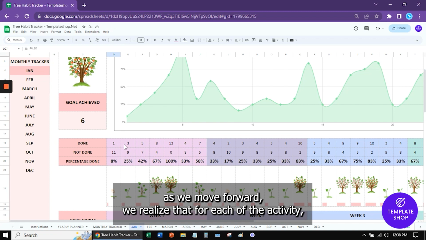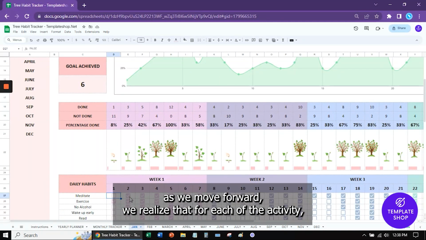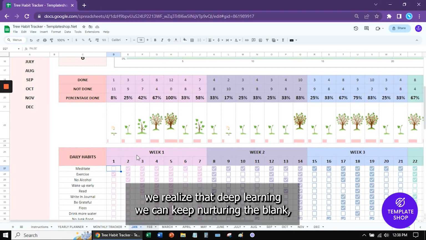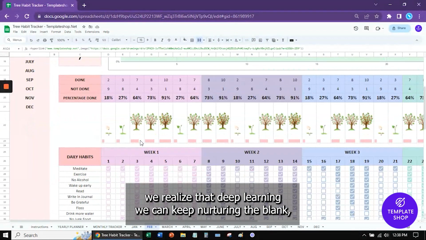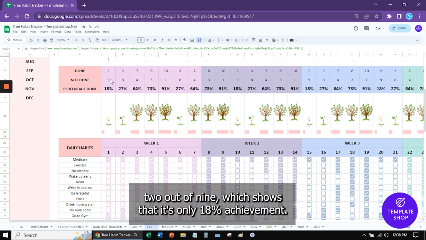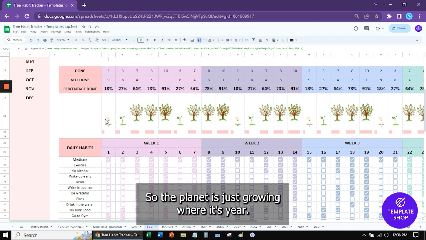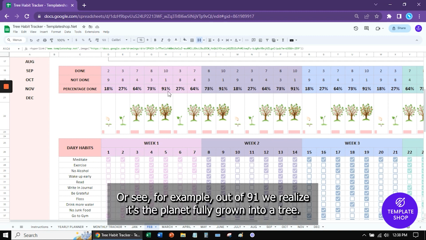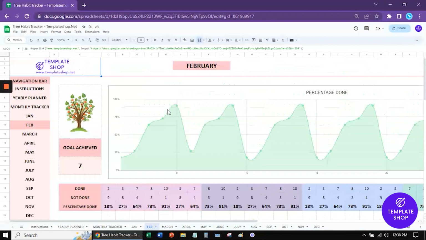As we move forward, we realize that for each of the activities, as we start populating or using the checkboxes, we can keep nurturing the plant, which we see over here, where we have just achieved 2 out of 9, which shows that it's only 18% achievement. So the plant is just growing. Whereas here we realize that it's 64%, the plant is growing or it has grown. Or say, for example, out of 91, we realize the plant is fully grown into a tree.